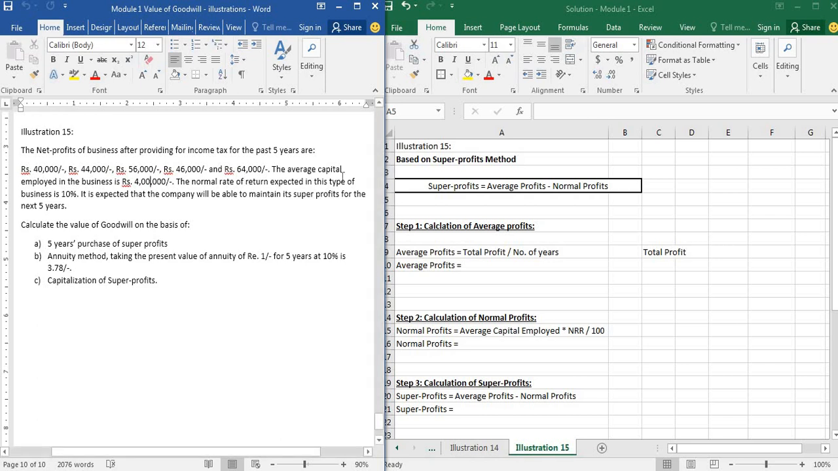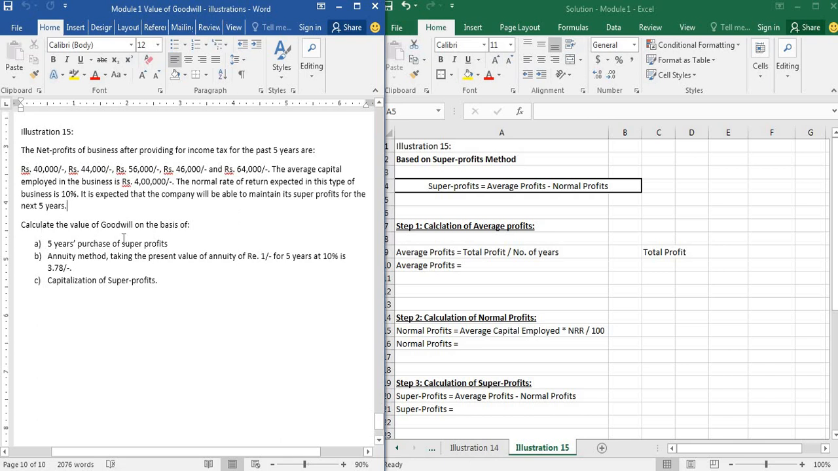The normal rate of return is expected in this type of business to be 10%. So NRR is 10%. It is expected that the company will be able to maintain its super profits for the next 5 years. So they are saying whatever super profits we are going to calculate, they will be able to maintain that super profit for the next 5 years.